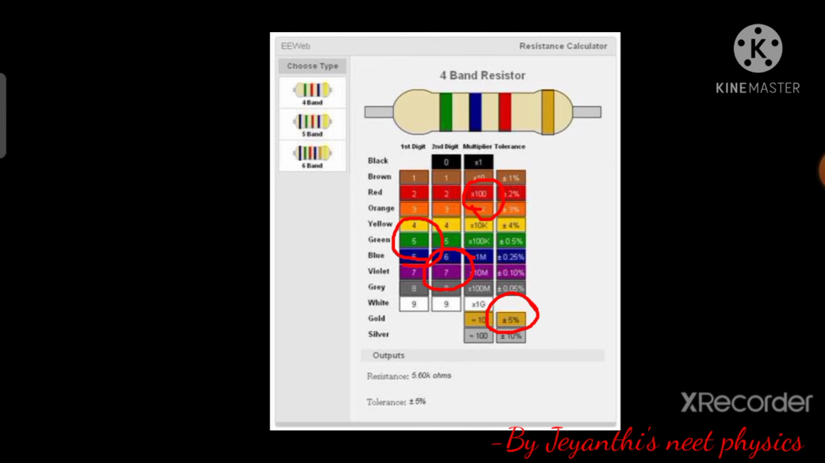The last, fourth ring corresponds to the tolerance. Here a gold ring is given, so the tolerance for the gold ring is 5%. So totally the resistance value for this carbon resistor is 5600 ohm plus or minus 5%.